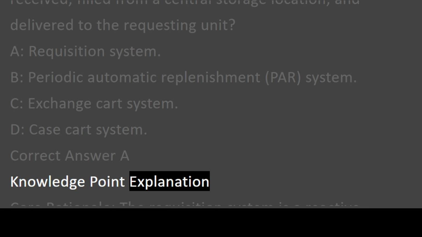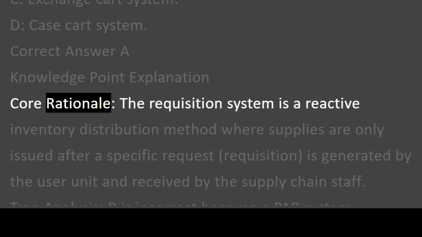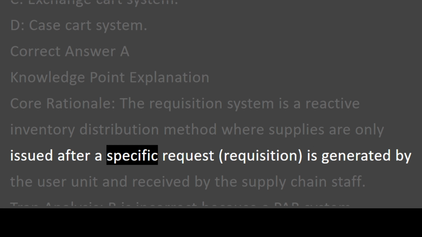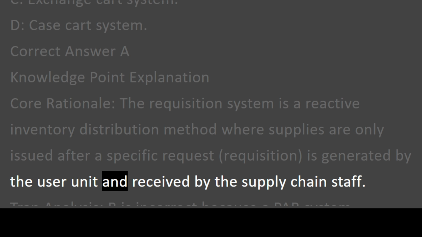Knowledge point explanation. Core rationale. The requisition system is a reactive inventory distribution method where supplies are only issued after a specific request, a requisition, is generated by the user unit and received by the supply chain staff.